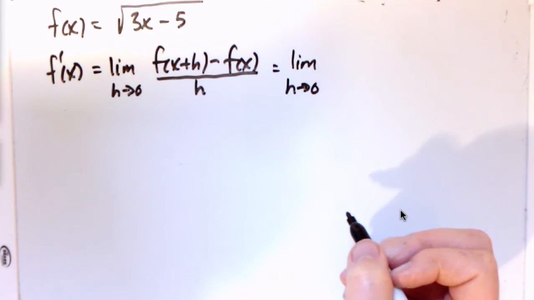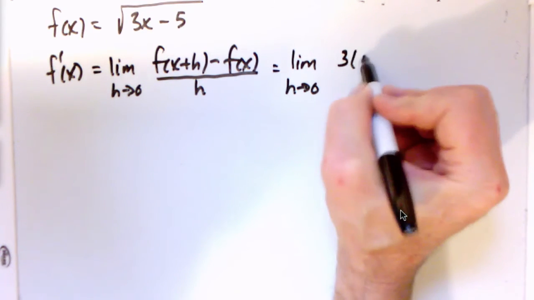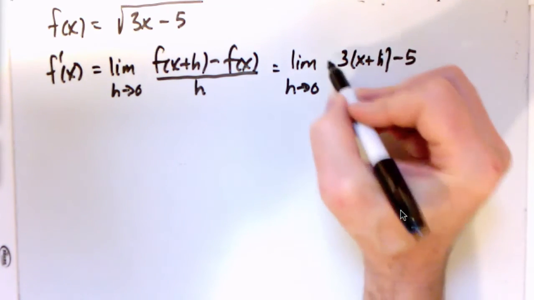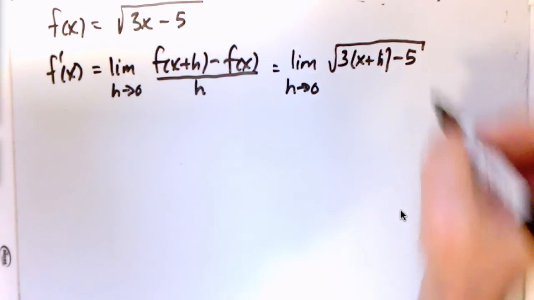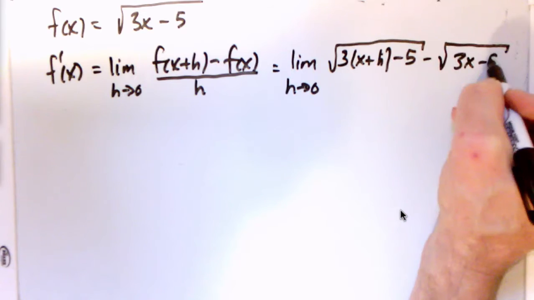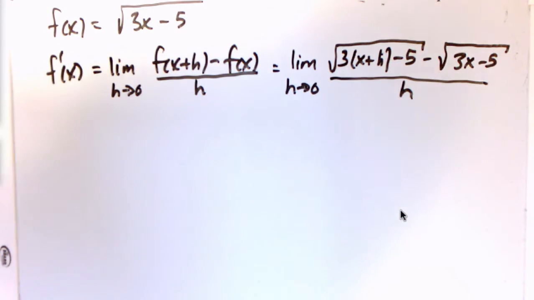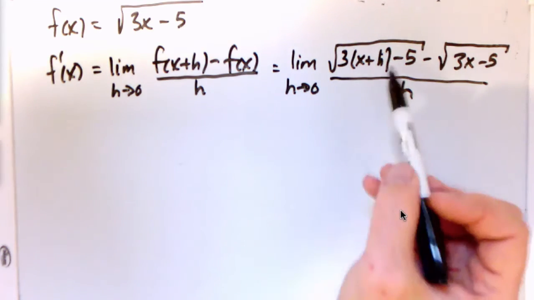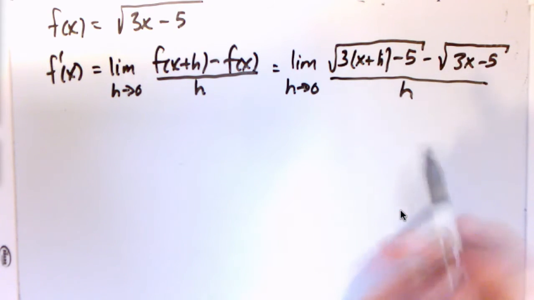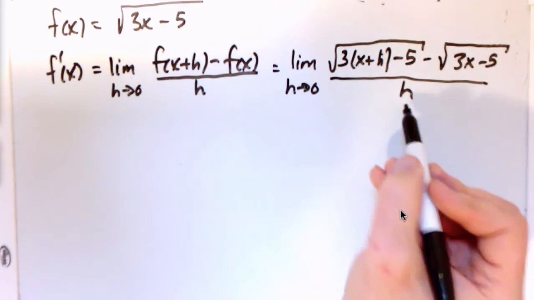So my function takes 3 times my number minus 5 and then takes the square root of that. So I evaluated at x plus h, minus the value at x, all divided by h. And as always I've got an indeterminate form here. As h goes to 0, we have 0 upstairs, we have 0 downstairs, 0 over 0, doesn't mean anything. We have to find a way to cancel out this h downstairs.